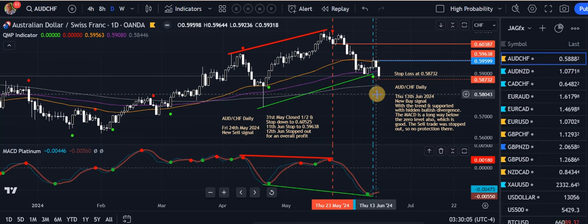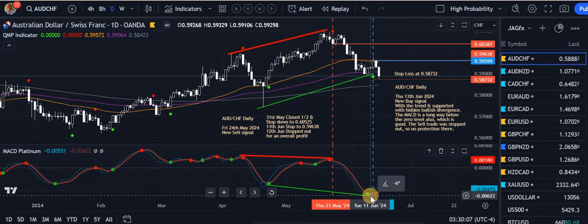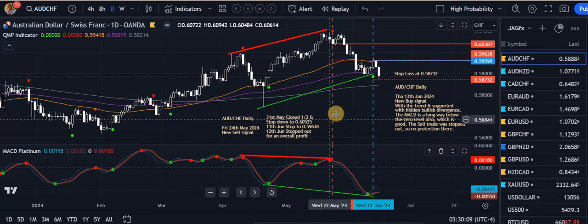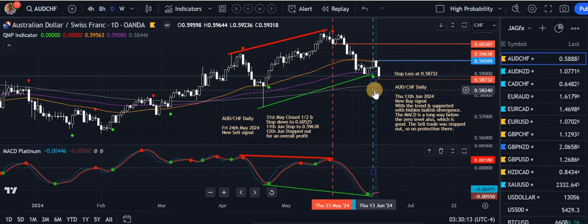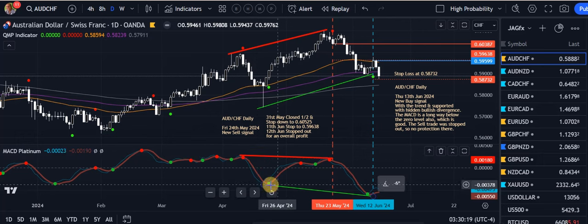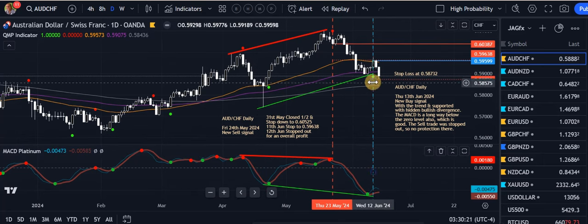It's going to be stopped out. So I'm going to take a loss here. MACD Platinum's a long way below the zero level. There was hidden bullish divergence. I like this. Now, in my personal trading, private trading, I'll be hedging this in a heartbeat because it's based on hidden bullish divergence. But with this group, in the trades I call here, I always put a stop in place. So I'm thinking I'm going to get stopped out very soon.